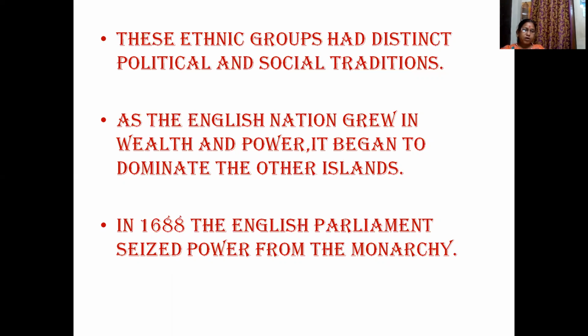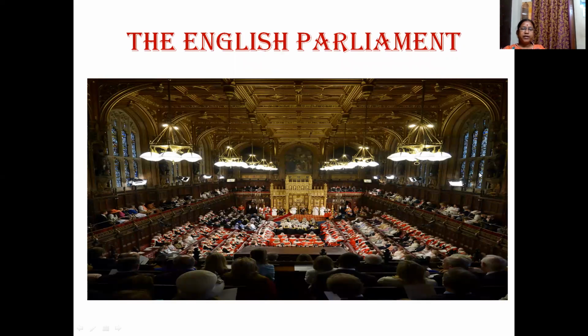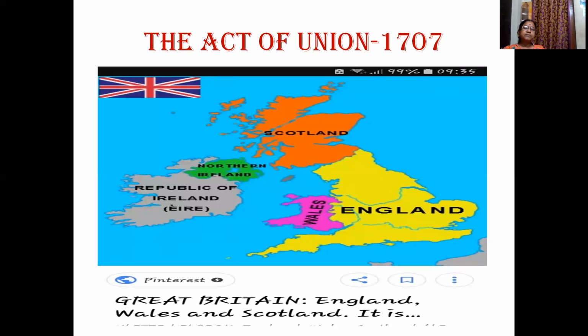It was all after the Glorious Revolution of 1688, where the monarchy was overthrown and the seizure of power was done by Parliament. The Parliament became all powerful. It had seized the power from the monarchy. The English Parliament is called the mother of all parliaments.